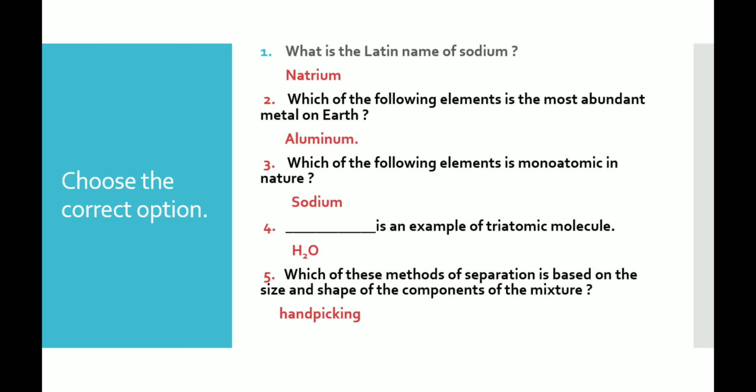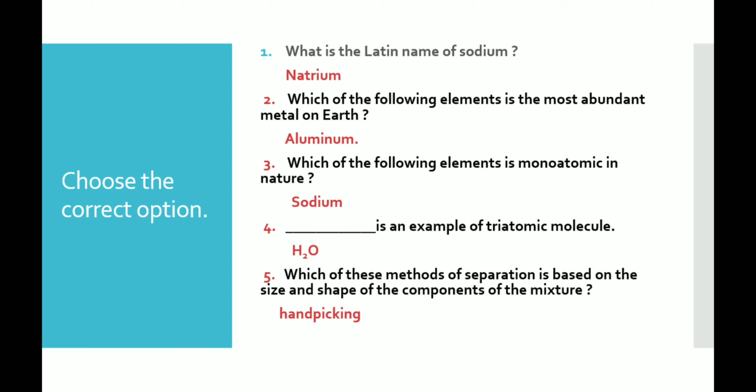The question number 3 goes like this: which of the following element is monoatomic in nature? Monoatomic in nature means what? Its molecule contains only one atom. The options are like this: first, chlorine; second one, B, that is sodium; third one, C, nitrogen; fourth one, D, oxygen. Out of these 4 options, the option number B, second one, sodium, is the correct one.